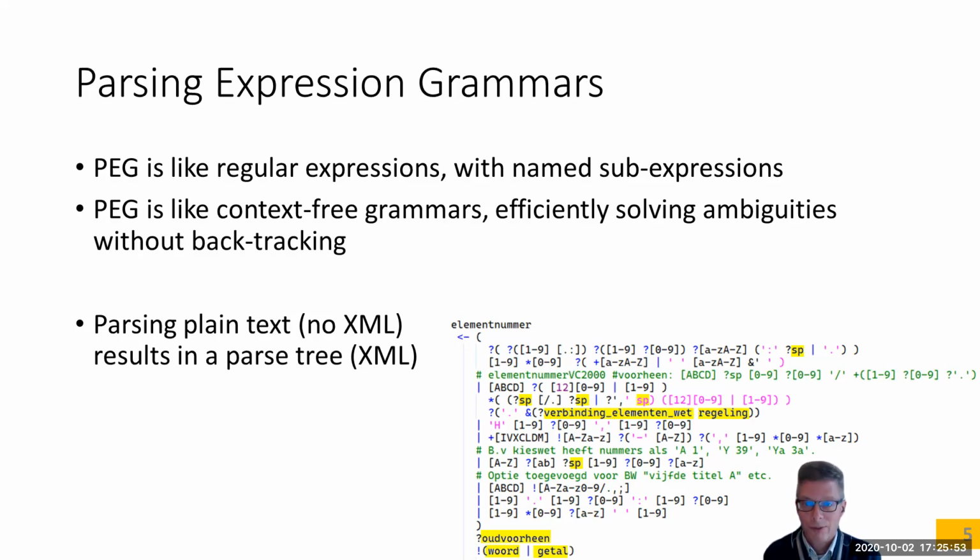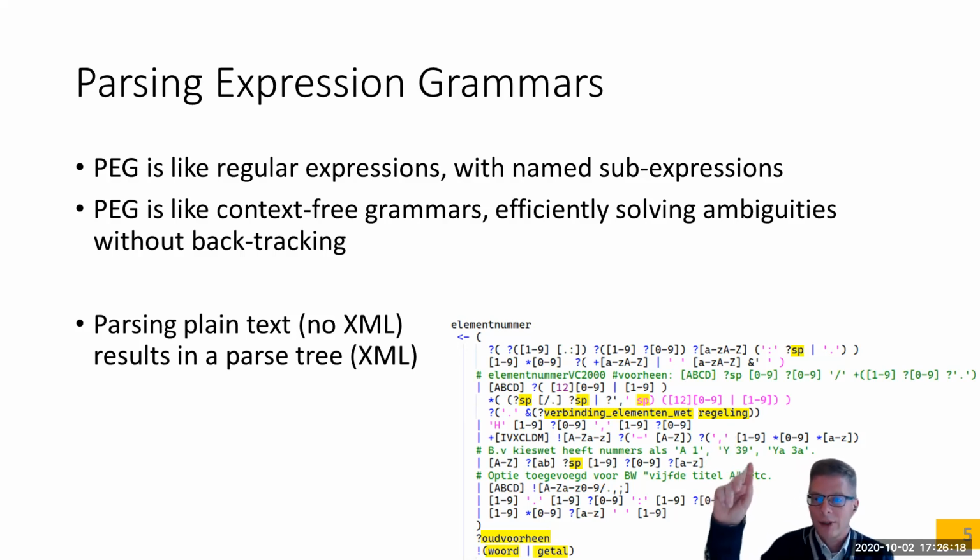Alternatively, you can view a parsing expression grammar as a context-free grammar, but the parser generated for it can efficiently solve ambiguities without having to use backtracking. This means that it's quite efficient both in memory and in CPU time, like the named entity recognizer using tries. An example you can see here.